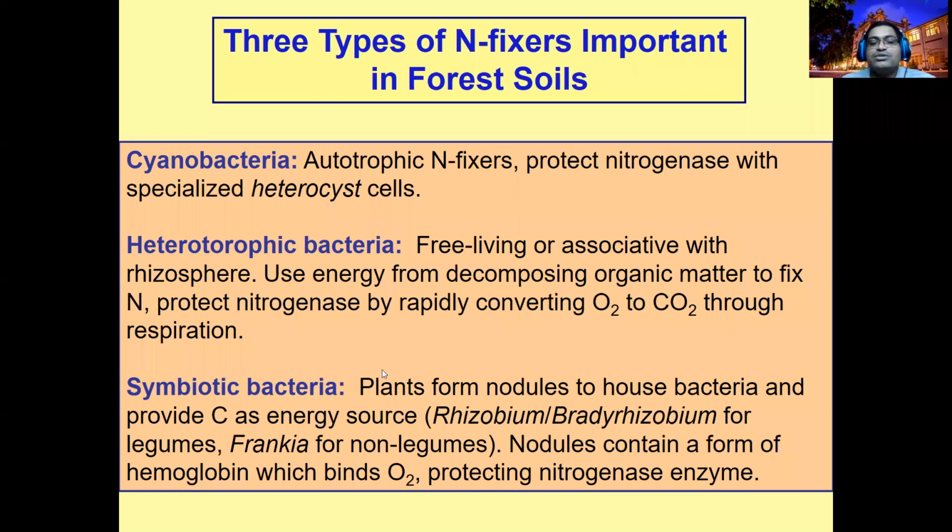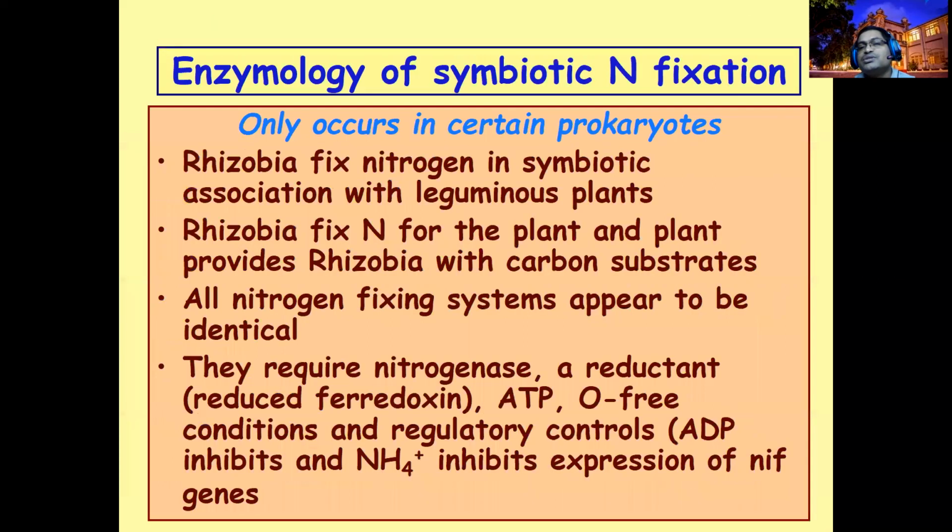So in the forest ecosystem also you can find these three types of nitrogen fixers: cyanobacteria, heterotrophic bacteria, and symbiotic bacteria. And these examples show how they can convert this nitrogen and how they rapidly convert oxygen to carbon dioxide through respiration. Right? Enzymology of the symbiotic nitrogen fixation.